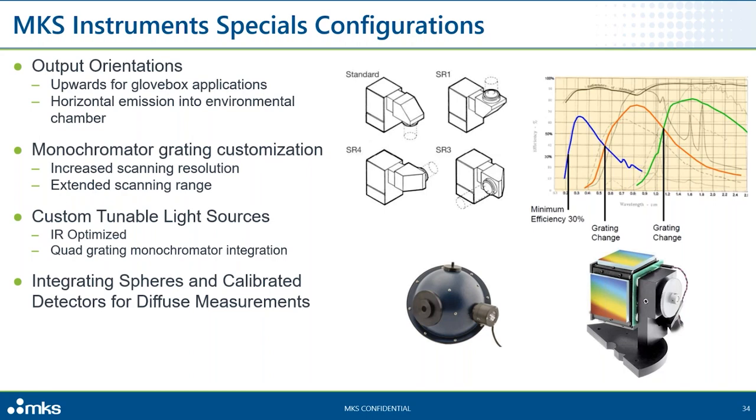Again, we have tunable light sources that are turnkey as well. But if you need something custom from there for one package, we can create those systems as well, which include IR optimized versions, as well as quad grating monochromators. So if you need a variety of density scans or wider wavelength scan ranges, we have options to go to monochromators that allow four separate gratings to be selected for your wavelength interests and needs.